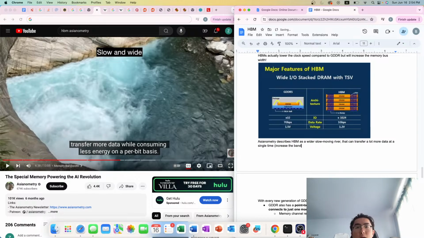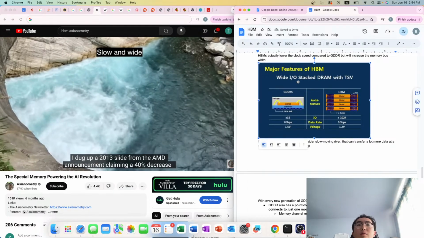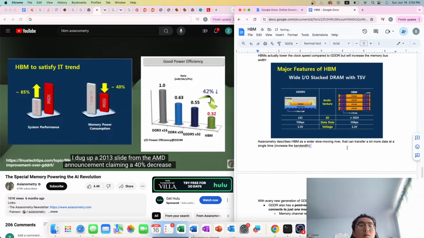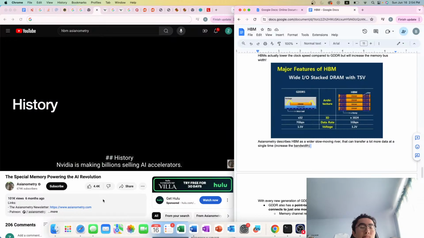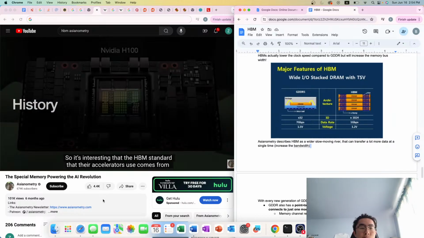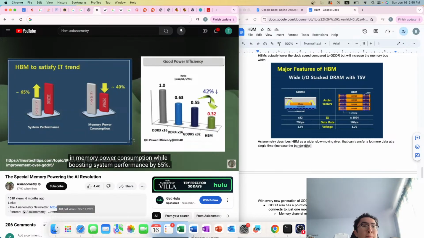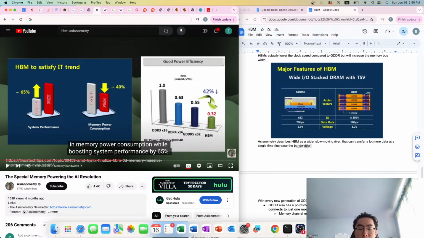increase the bandwidth. I dug up a 2013 slide from the AMD announcement claiming a 40% decrease in memory power consumption while boosting system performance by 65%. NVIDIA is making billions selling AI accelerators, so it's interesting that the HBM standard that their accelerators use comes from AMD.